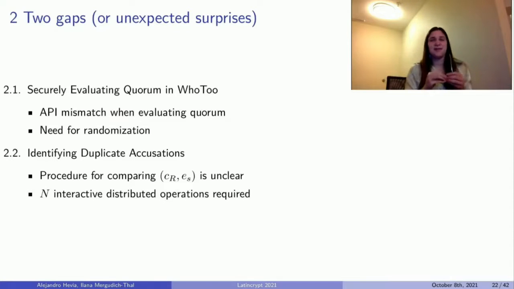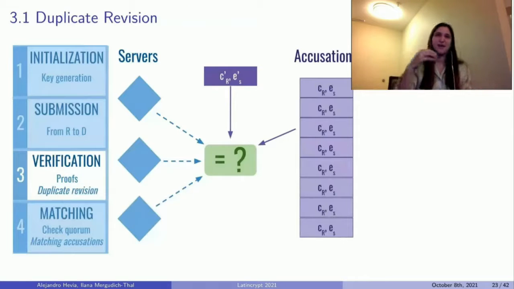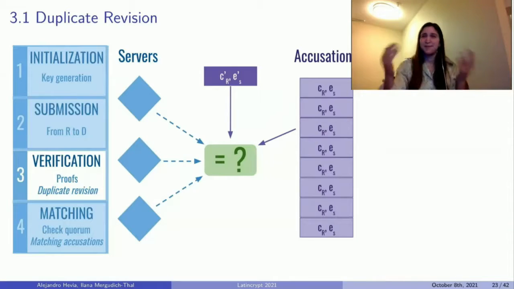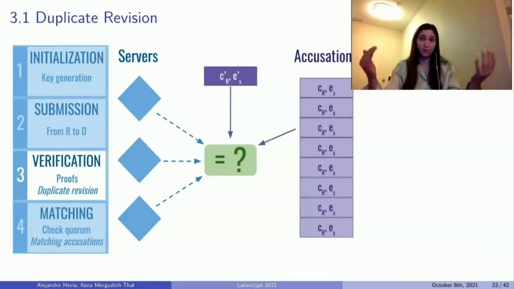But the second gap was a bit more complicated because it was a procedure that was not clear. Let's go back to the duplicate revision so that you can understand it. As I said before, Who2 proposes this equals operation that lets you compare ElGamal ciphertexts. But in this case, we don't have to compare 2 ElGamal ciphertexts, but we need to compare 4 of them. So it was not clear how to do this.